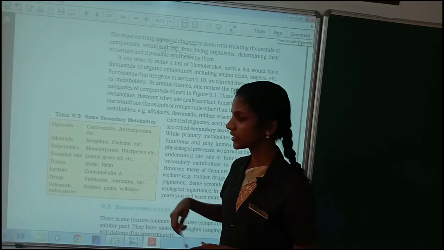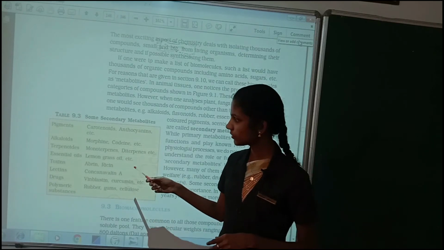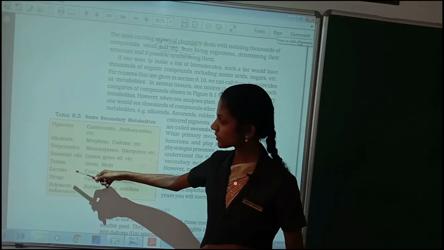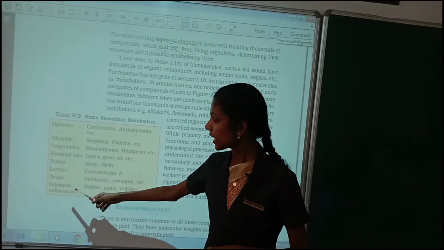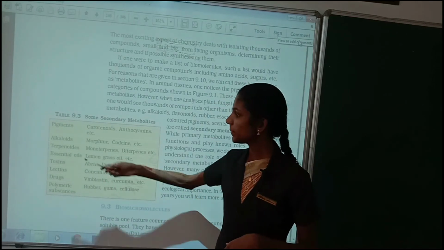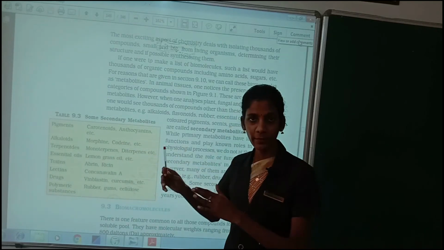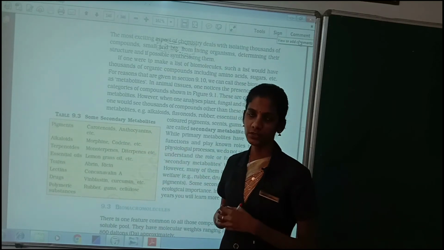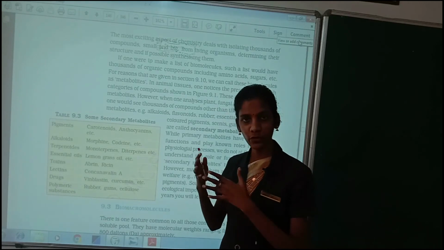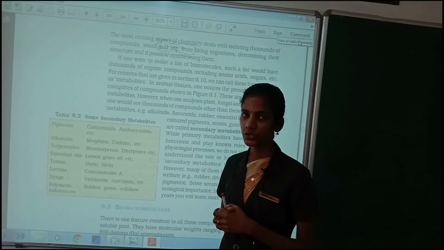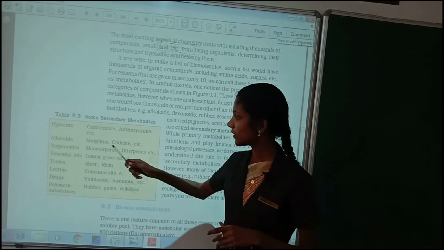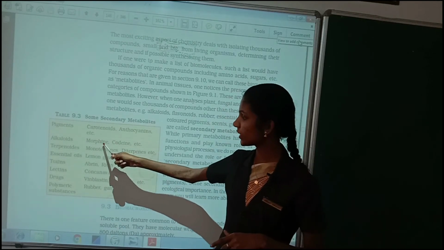Here, some of the secondary metabolites are given. Did you see this table, children? Yes. They are alkaloids, terpenoids, essential oils, toxins, lectins, drugs and polymeric substances. Now let us study each one. Secondary metabolites like pigments will provide color to that particular organism, to different parts of that organism. This pigment can be used for some other purposes also. It can be used for the welfare of humans also. Alkaloids are other examples of secondary metabolites. Here examples of alkaloids are given, morphine as well as codeine.